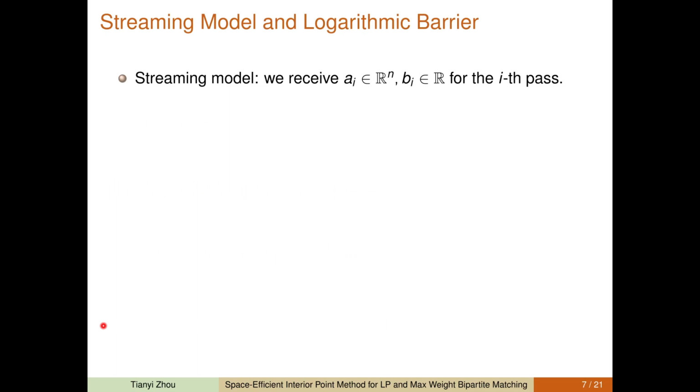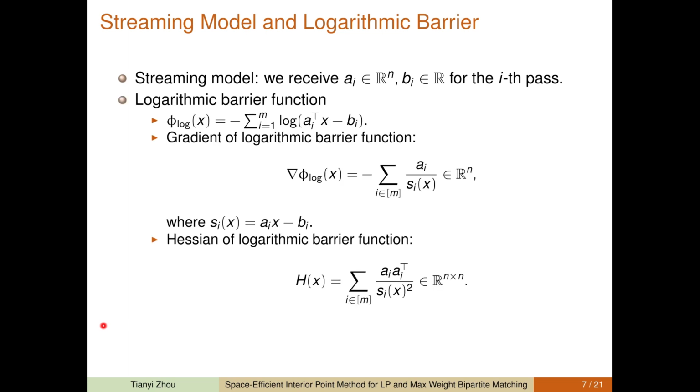The streaming model implies that at each pass, we can query the i-th row of matrix A and the corresponding entry of vector b. Next, let's talk about how we implement the IPM algorithm with three different barrier functions in small space. Let's start with the log barrier function.